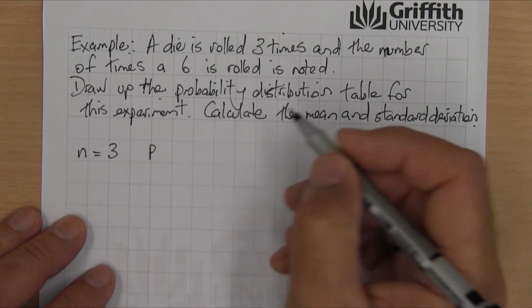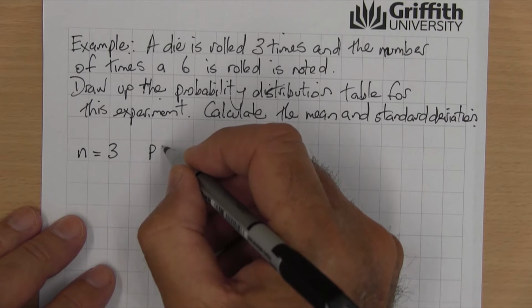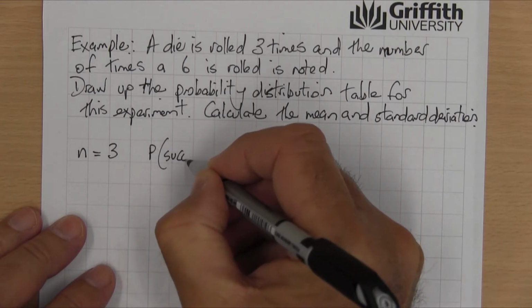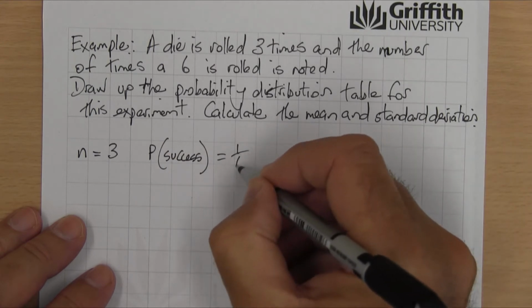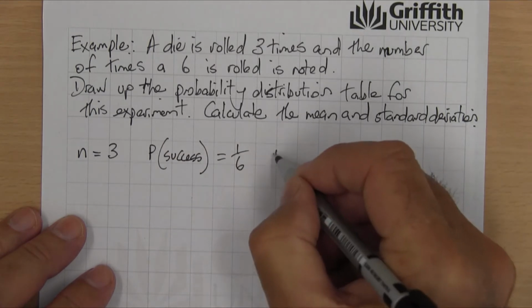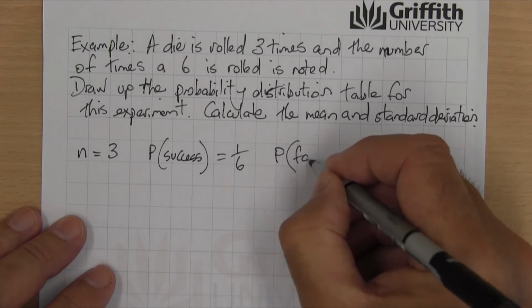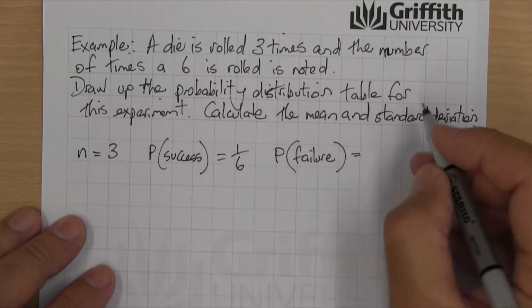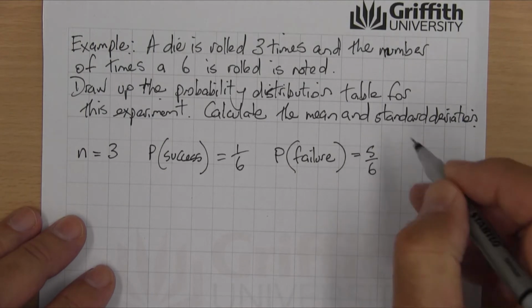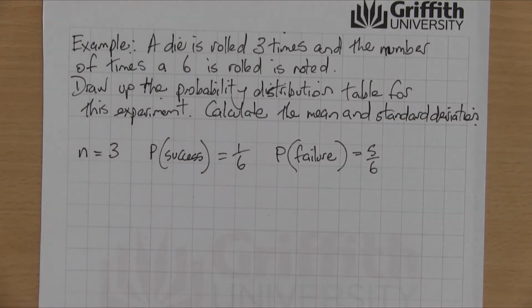And the probability of success, and a success is regarded as throwing a 6, will be equal to 1 on 6. And the probability of a failure is 1 minus that. Or if you think of a die, there are 5 opportunities for not a 6.